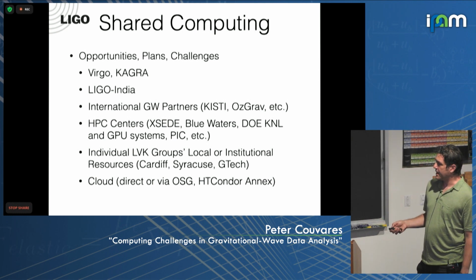Perfect. So some of our opportunities and challenges: we've got to integrate and build up the computing infrastructure in Virgo and KAGRA. LIGO India is being commissioned soon, and the computing infrastructure is already being stood up. We have more and more international gravitational wave partners, KISTI, which is a Korean effort, OzGrav in Australia. There's more and more HPC centers we're working with. Again, these are just some of them. Individual LVK groups, and the cloud, of course.